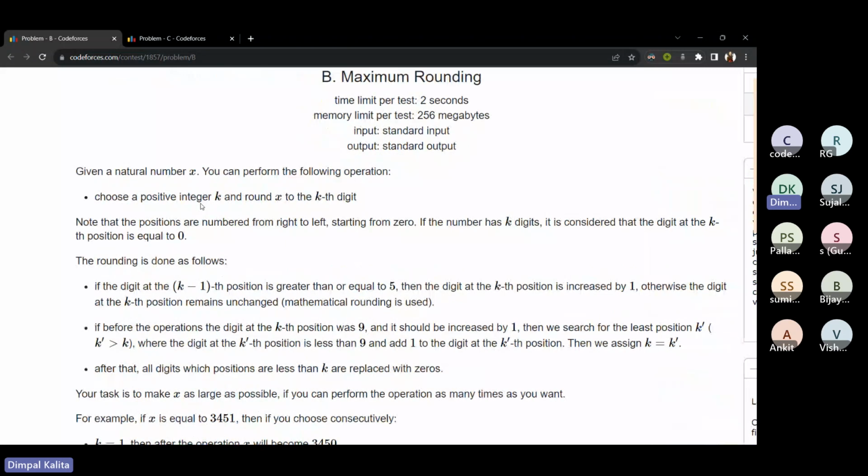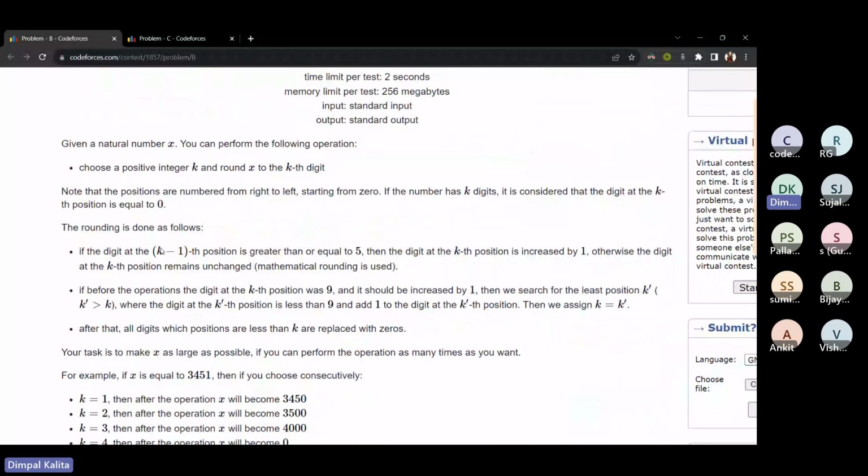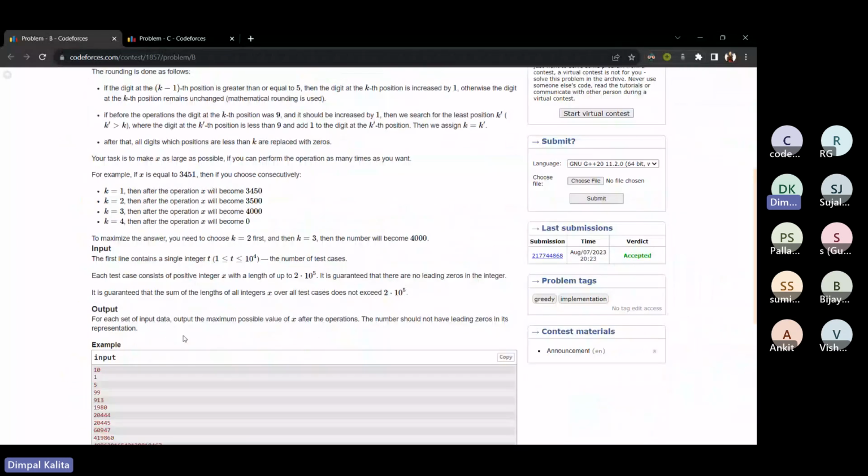Okay. In question B, we are given a number x that is 2 into 10 to the 5 long. Like you cannot fit it in a 64-bit integer. It will be like 2 into 10 to the 5 digits.